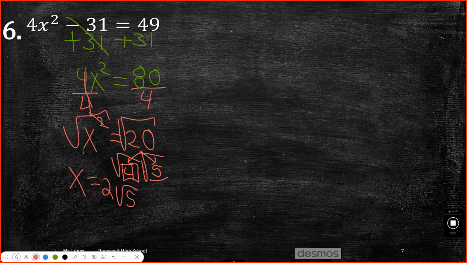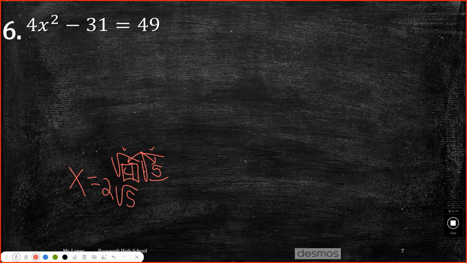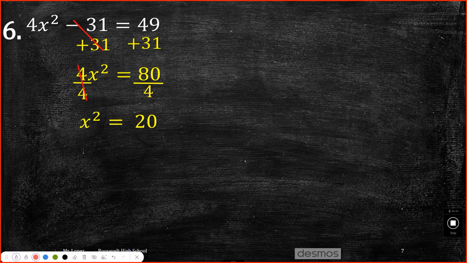Okay, whenever you take a square root and it's an equation, you better put a plus or minus. So you need to put a plus or minus here. So there it is. It's plus or minus 2 square root of 5. Take a square root, plus or minus 2 square root of 5.